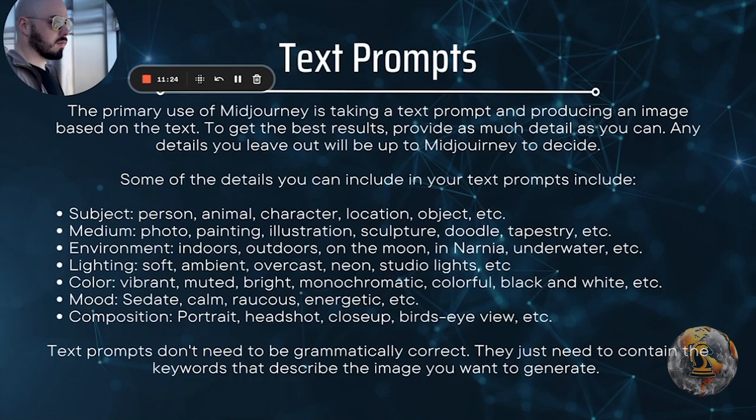Now, let's continue though. This even translates into the mood. What do you want the mood to be? Or the composition? Is it going to be a portrait, a headshot, a close-up, bird's eye view? What is it going to be? So make sure to take advantage of this and be as specific and detail-oriented as you can. Text prompts do not need to be grammatically correct. They just need to contain the keywords that describe the image you want to generate. And that's just a small detail. Obviously, as always, you want to use proper grammar, but at the end of the day with Midjourney, as long as you have certain keywords so that the AI knows exactly what you're looking to generate, it'll generate it for you.